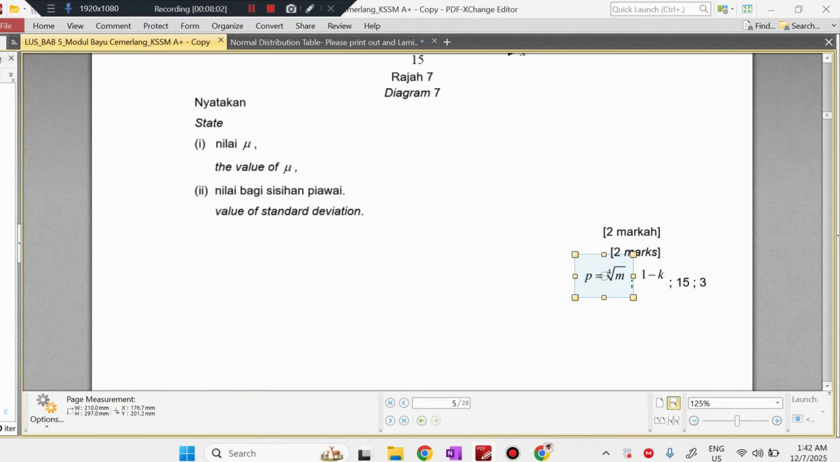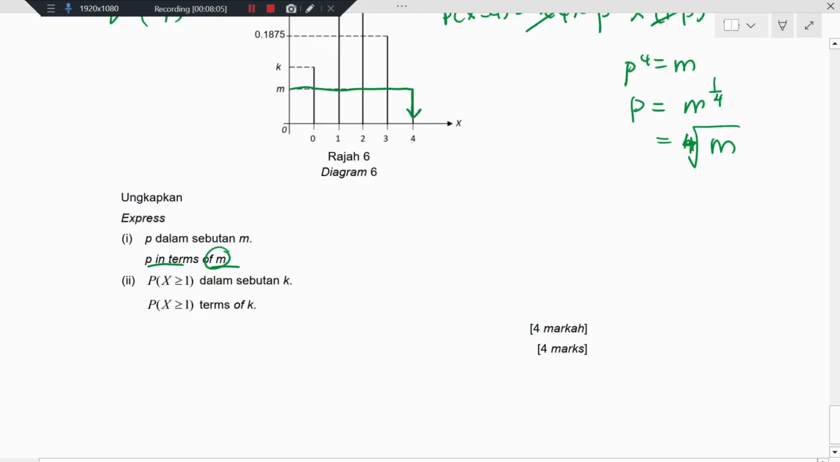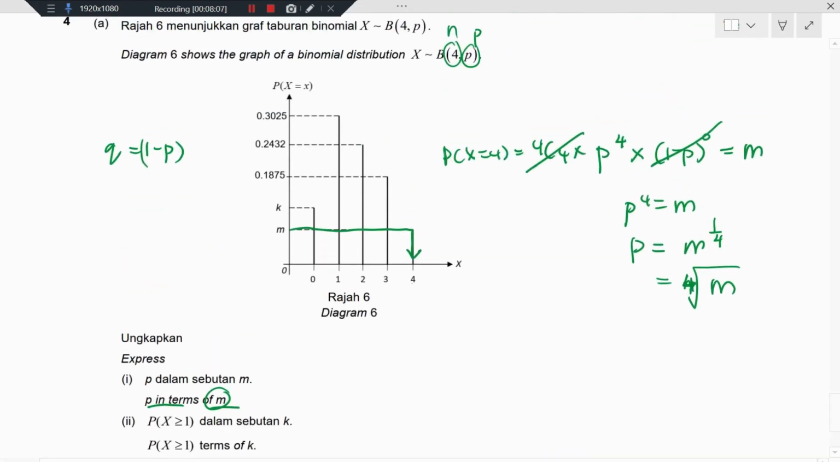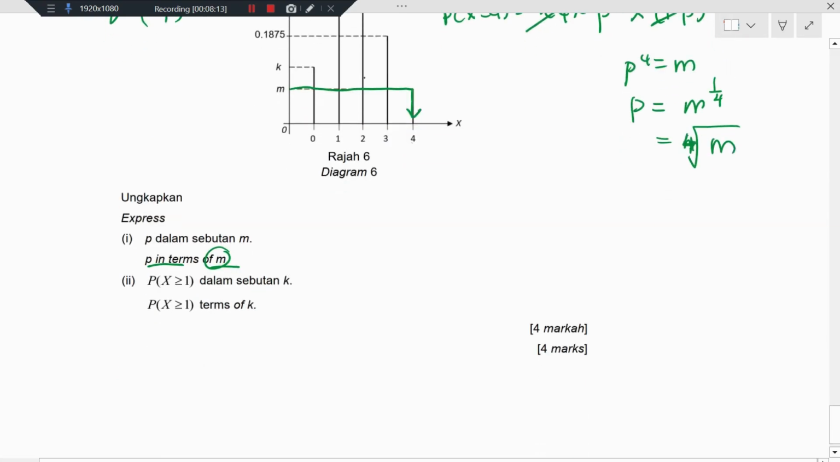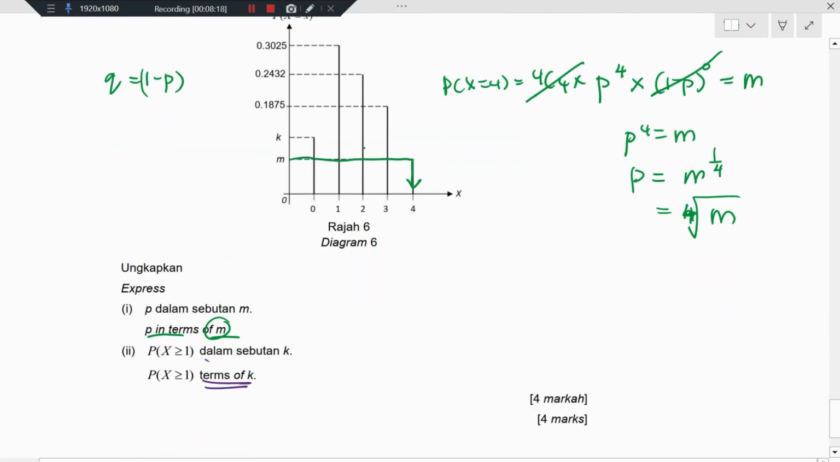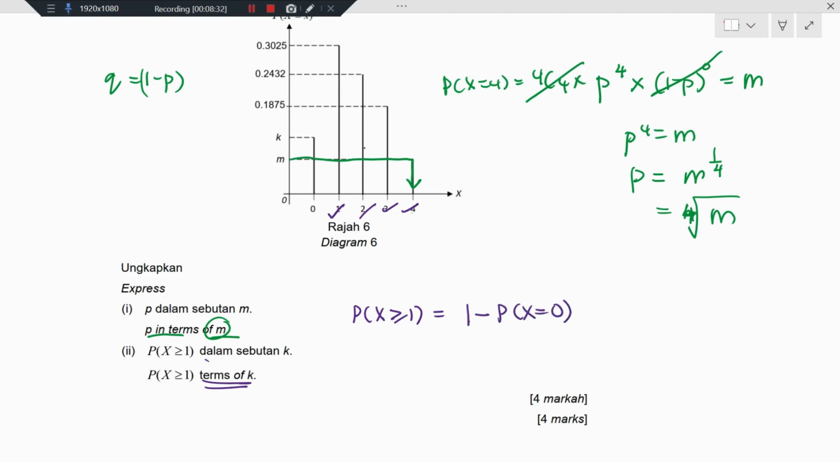Okay, they have a combination question: binomial and continuous distribution. Now probability X more than 1 in terms of k. X more than or equal to 1 means 1, 2, 3, 4. So probability X more than or equal to 1 is actually equal to 1 minus probability X equals 0. Correct or not? I calculate the opposite, 0, because 0 is the one containing the k. So you don't go and do the other thing.